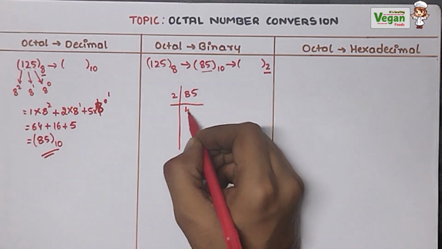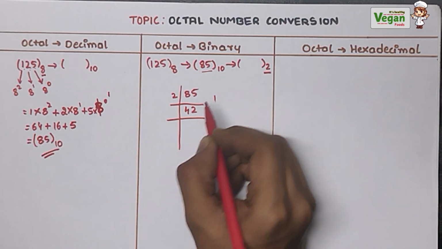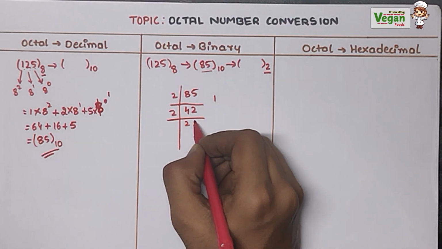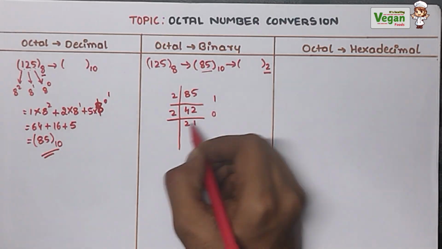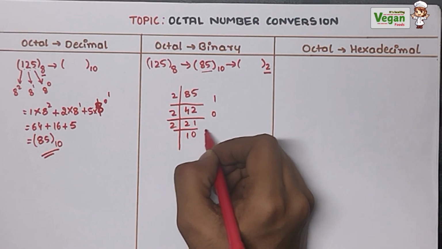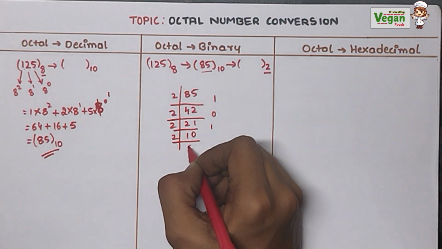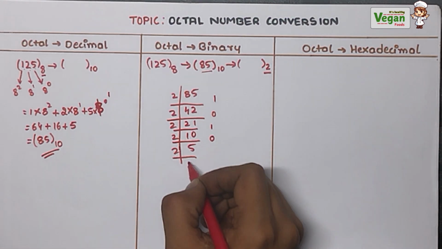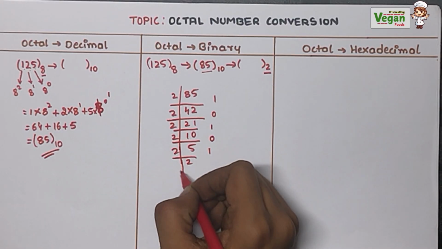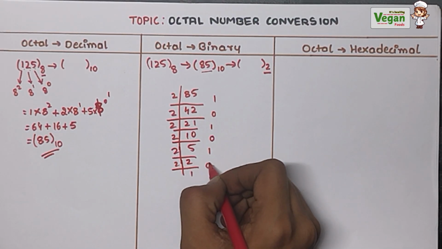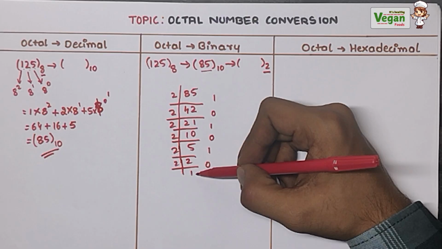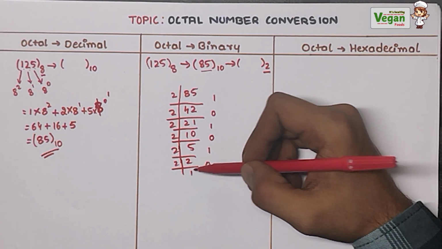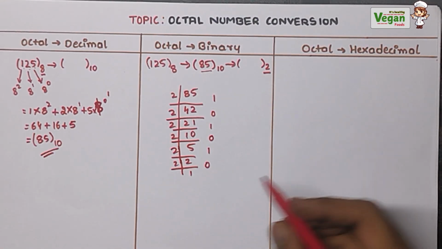2 4s are 8, 2 2s are 4, remainder is 1. 2 2s are 4, 2 1s are 2, remainder is 0. 2 10s are 20, remainder is 1. 2 5s are 10, remainder is 0. Next, 2 2s are 4, remainder is 1. 2 1s are 2, remainder is 0. Now I cannot further divide 1 by 2, so I will stop the process here.